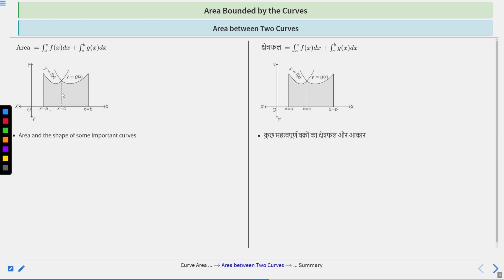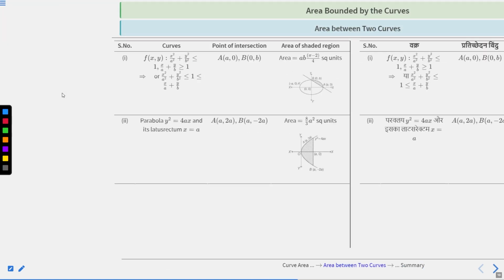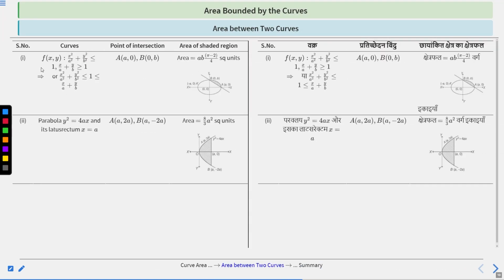Now, the area of some important curves. We have to see the area of some important curves. Right? So you have to remember this. See, this is an ellipse. The equation of the ellipse is x square by a square plus y square by b square is smaller than or equal to 1. Smaller than or equal to means the area inside the ellipse, and x by a plus y by b greater than or equal to 1 means the area outside the line. That is, we have to calculate the area inside the ellipse and the area outside the line, right?